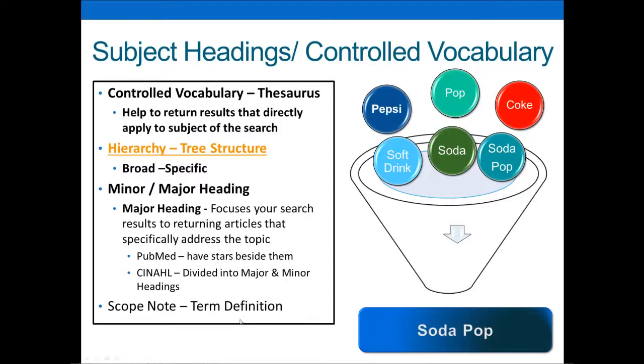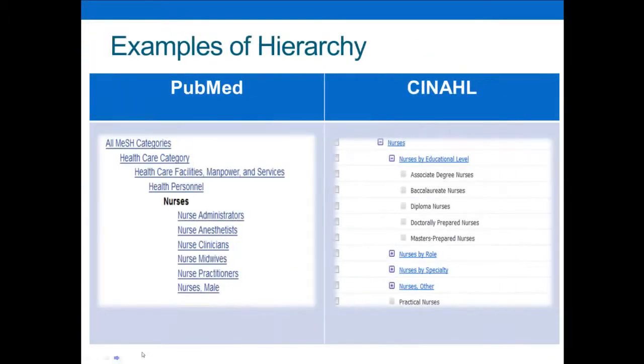Another thing to keep in mind when it comes to subject headings is they also are in a hierarchical tree structure, going from broad to specific. You can see that in the examples here. This one being from PubMed on the left, and this one being from CINAHL on the right. You'll notice that each of these are discussing nurses and that there's a hierarchical structure to them. You'll see nurse here, meaning it's broad in nature, and then more specific type of nurses here.